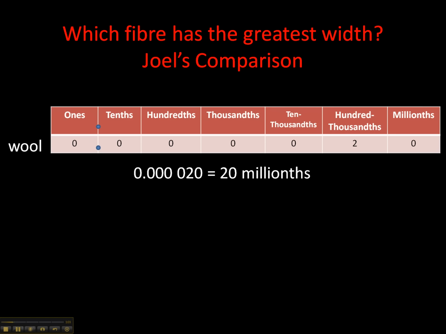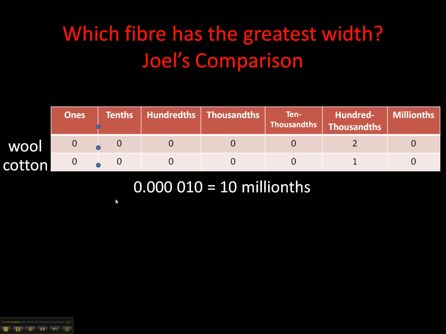In this case, wool measures 20 millionths, and if we were to place that on a place value chart, remember the 0 of the 20 needs to end in the millionths. If you put the 2 in the millionths, that would make it 2 millionths. And so we're not talking about 2 millionths, we're talking about 20 millionths, or 20 parts per million basically.